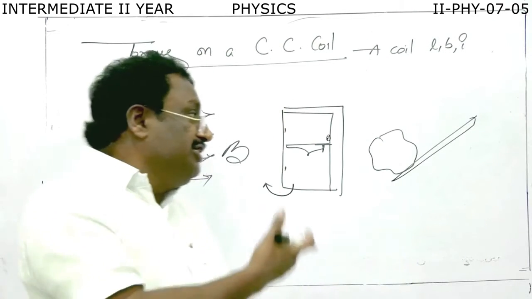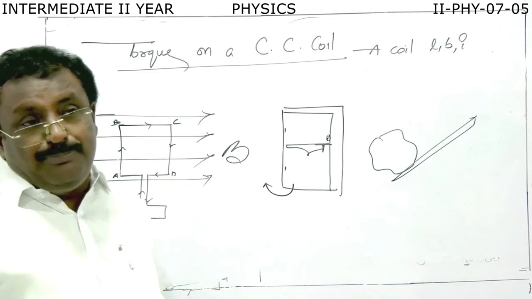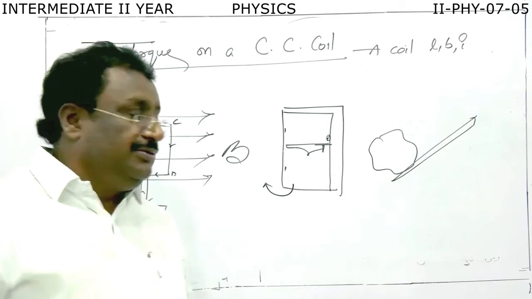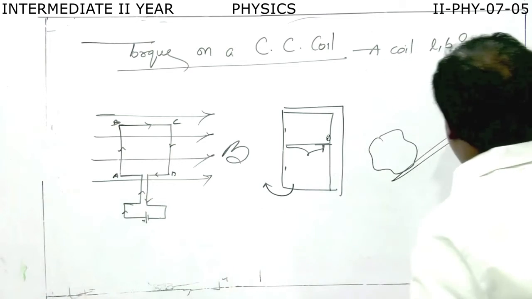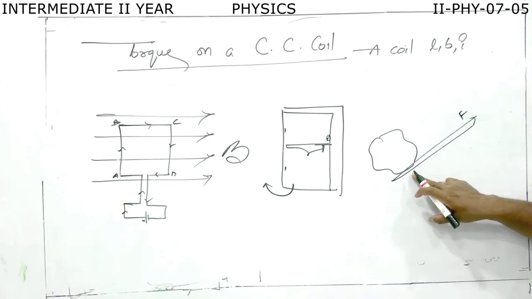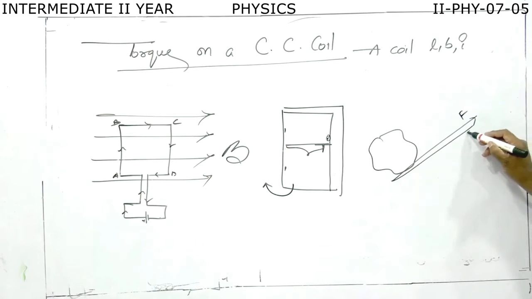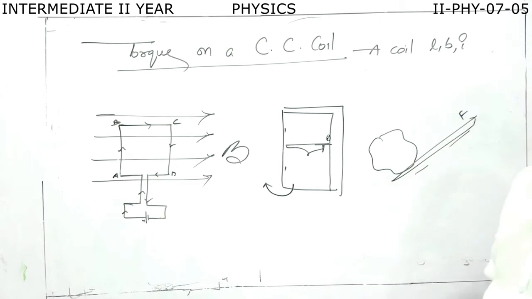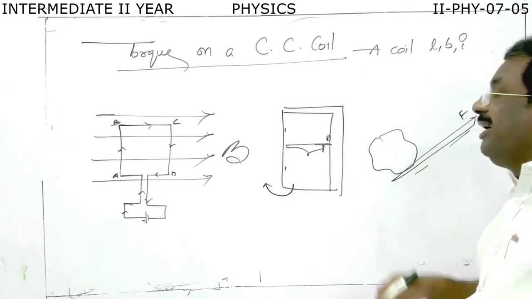If you want to lift this heavy stone, only by applying force we cannot lift it. We are using a crowbar. When we are using a crowbar, a force is applied at this point. This is the line of action of force. The distance between these two points is called perpendicular distance. The product of force and the perpendicular distance is called torque.